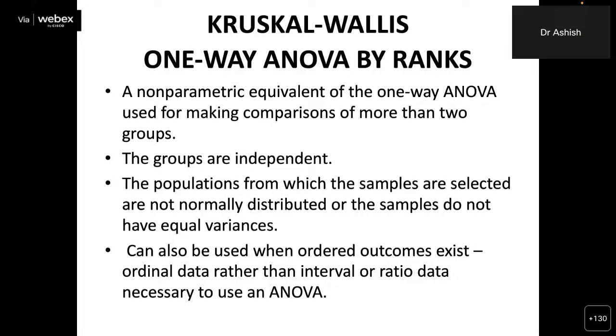The groups are independent. This is an assumption. The groups should be independent. The populations from which the samples are selected are not normally distributed. If they are normally distributed, we can go with ANOVA. And the samples do not have equal variances. This homogeneity of variance assumption is violated. It can also be used when an ordered outcome exists, or your data set is measured on an ordinal scale rather than a metric scale. A ratio scale or interval scale is necessary to perform ANOVA. But if you have rank orders, then we can use the Kruskal-Wallis test.